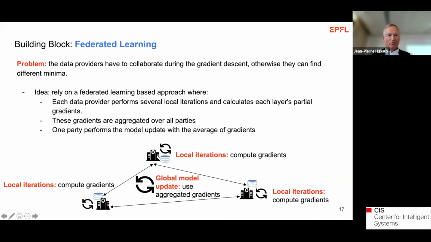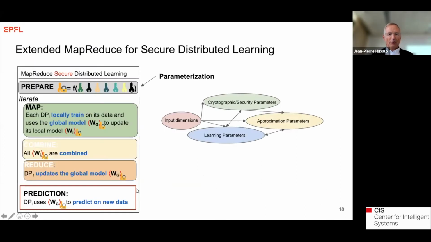So the challenge is to be able to mimic gradient descent as if all the data were available. This is achieved by local iterations of each of the data providers, and then a global model update that little by little is going to converge to the appropriate solution. For those of you who are familiar with it, we can extend MapReduce for secure distributed learning, which conceptually is relatively straightforward. Now, in practice, as usual, the devil is in the details, in the sense that the parameterization requires taking into account the crypto and security parameters, but also the approximation or learning parameters. So there's a bit of engineering to be done here, but it's doable.